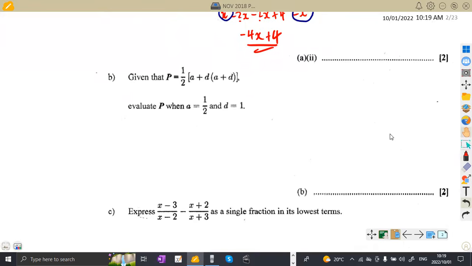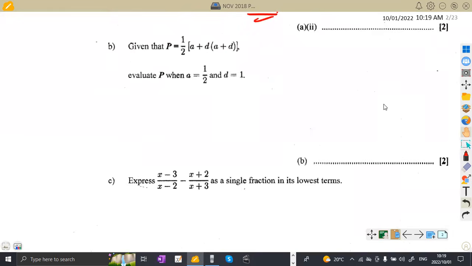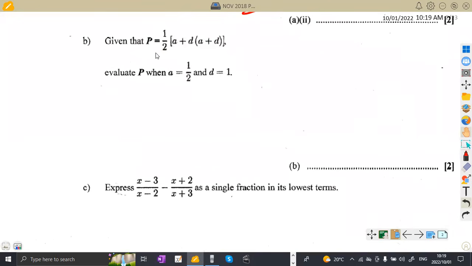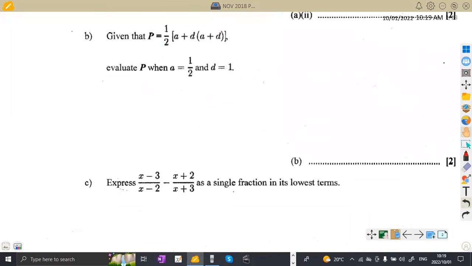Let us see the B part. Given P is equal to half, A plus D, into this whole expression. Evaluate P when A is a half. So you simply substitute, guys, here. So P here is equivalent to half of, we now have to substitute here. So this is A plus D. Our A is a half, so it's going to be half plus D, which is 1. Whatever we have, we open bracket, that is A plus D. So our A, remember, is a half, so it's going to be half plus D, which is half plus 1. And that's it, like this.